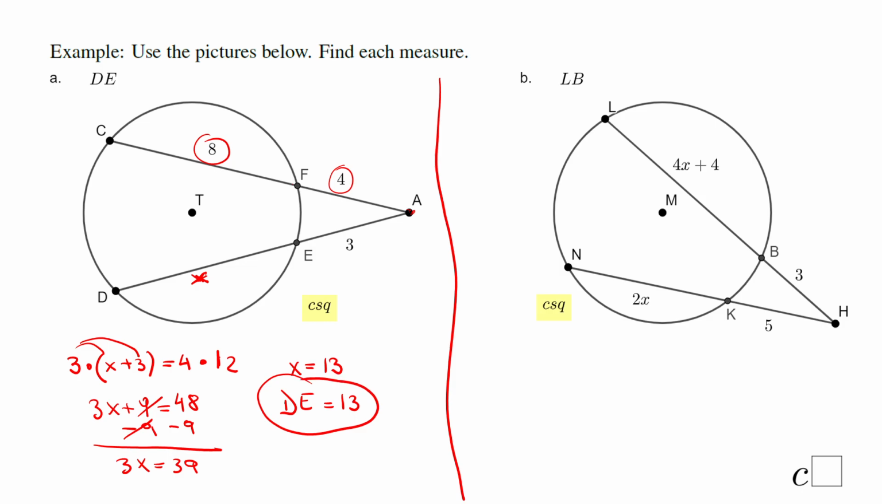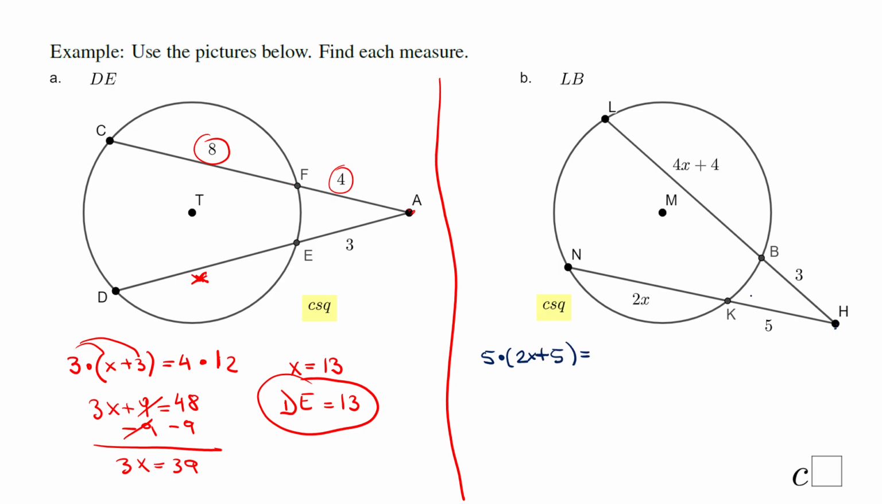Let's take a look at part B, where we have a very similar problem. We need to find LB here. You notice LB is this segment, this chord. So we're going to start from point H, and you want to be very careful when you write the equation. So we're going to have HK, for example, which is 5, times HN. That will be 5 plus 2x, or I prefer to say 2x plus 5. I think it's better this way.